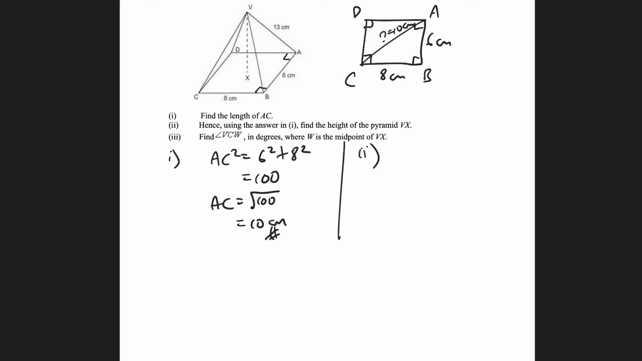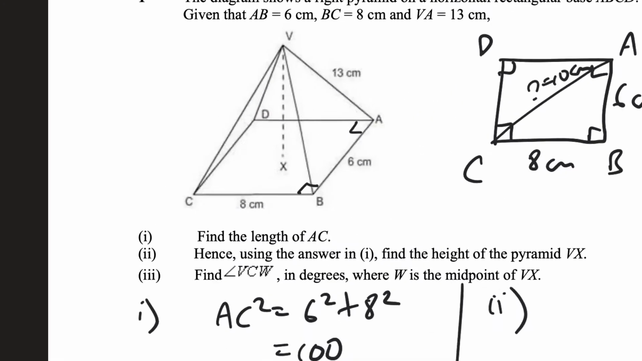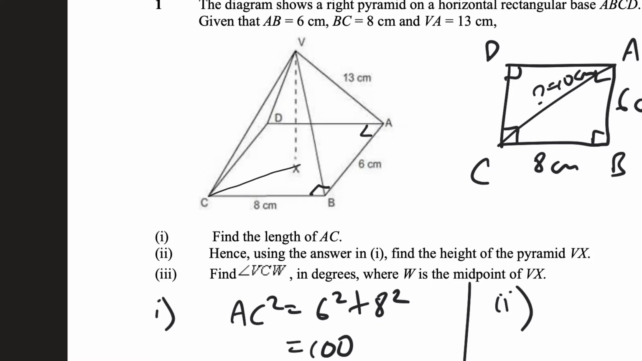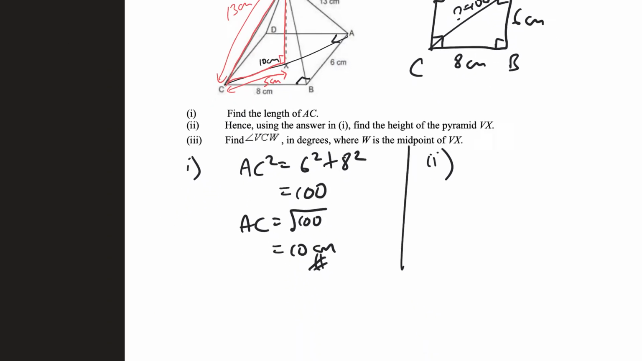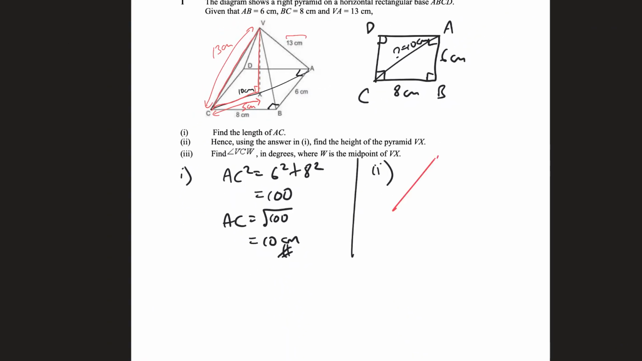Using this answer, 10 cm, can we find the height? Okay, so this is a bit more tricky. We know that this is now 10 cm. For the height, we basically have to look at this triangle. Since it's a right pyramid, this distance is actually 5 cm, and this distance we already knew is 13 cm. So really, the triangle we're looking at looks like this: 5 cm, 13 cm, and we're trying to find VX.